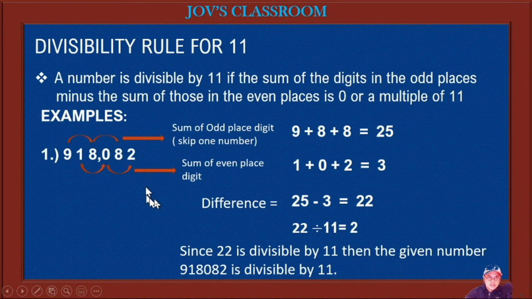This is a rule which is a little bit harder, so you need to practice this one. Just get the sum of the odd places. Begin with the first number and then skip the second to get the second odd place number, and so on until you arrive at the last odd place, and then subtract it from the sum of the even number places.